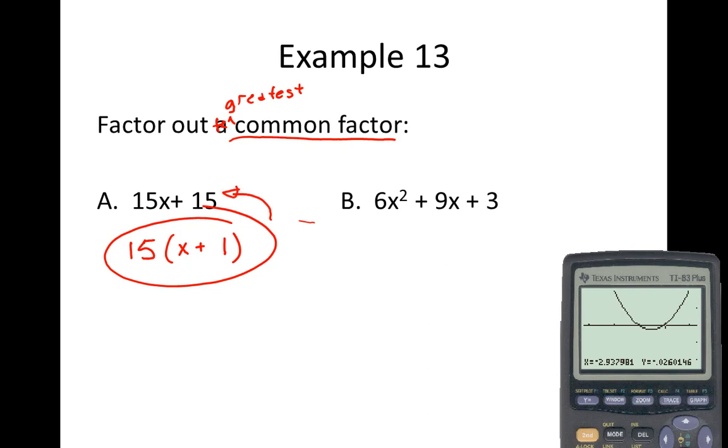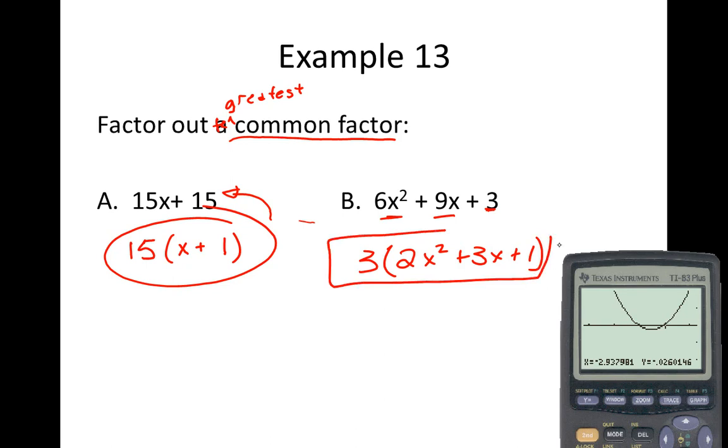6x squared plus 9x plus 3. What can I pull out? What's the largest term common in all three of these terms? Good, a 3. So 2x squared, what do I have left? Plus 3x plus 1. So you can do this one.